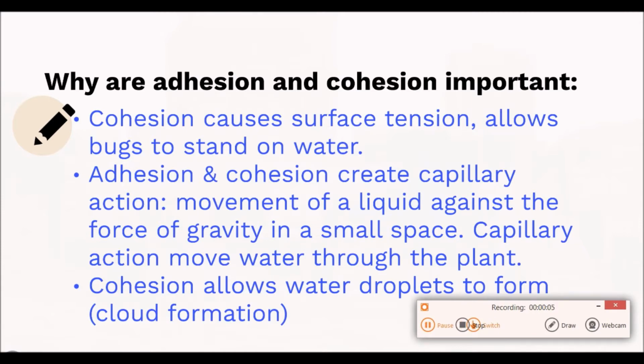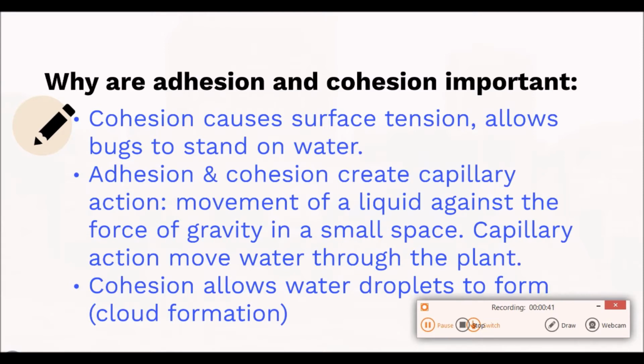So cohesion causes surface tension. That's that thing that when you do a belly flop in the water, you feel that pain where the water doesn't really want to split out of the way, but eventually it forces you through it, and it feels like someone slapped your entire body with a giant, massive hand. But surface tension also allows bugs to stand on the water, which is kind of cool because then they don't drown or anything. They can be on the water. They can drink the water beyond the surface without actually sinking. Adhesion and cohesion work together to create capillary action.